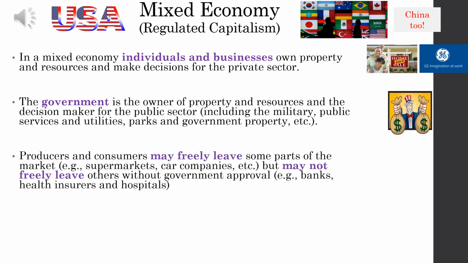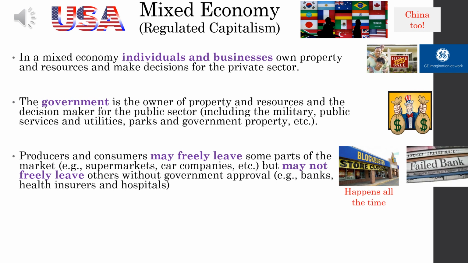Producers and consumers may freely leave some parts of the market. Supermarkets, car companies, etc. They go out of business. But they may not freely leave others without government approval. Things like banks, health insurers, and hospitals. For example, Blockbuster, gigantic DVD rental company, goes out of business. Happens all the time. But if you have a failed bank that's highly regulated, the government will control the failure of that bank and what happens to the assets or the money in that bank.